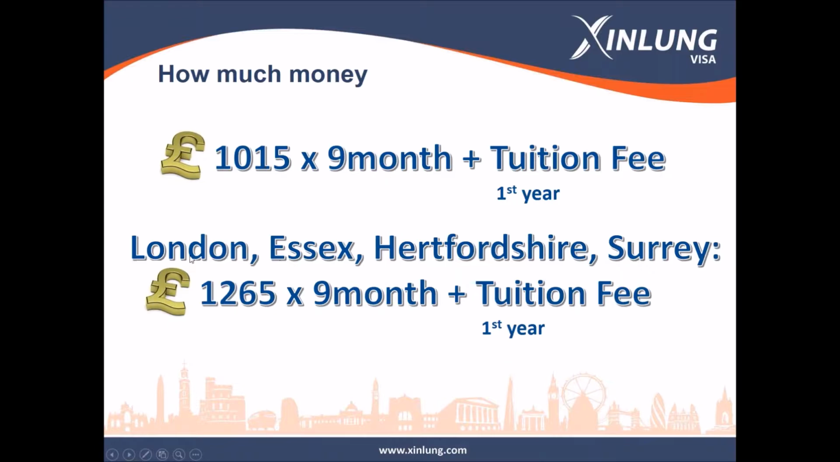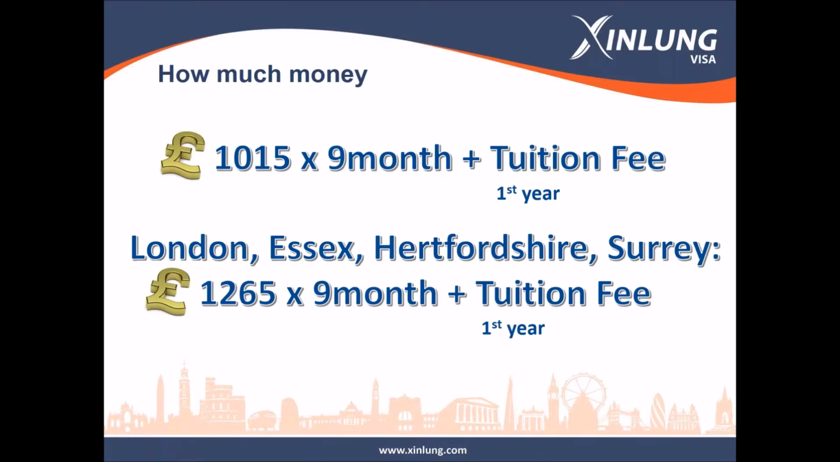Okay, so if we study in London, Essex, Hertfordshire, Surrey, in the Greater London area, because it is more expensive to live there, the Home Office says we need to have £1,265 per month for 9 months, so times 9.